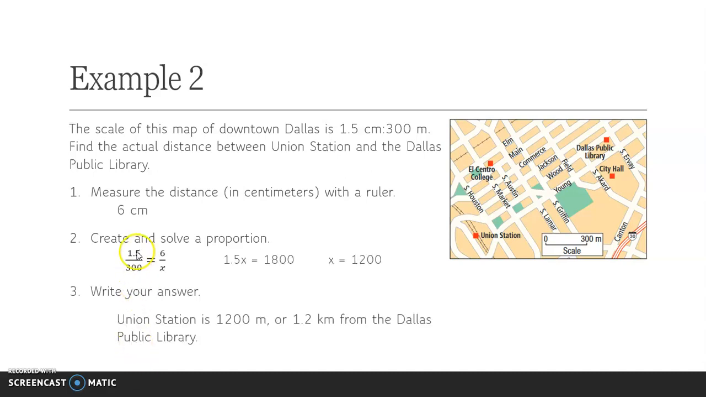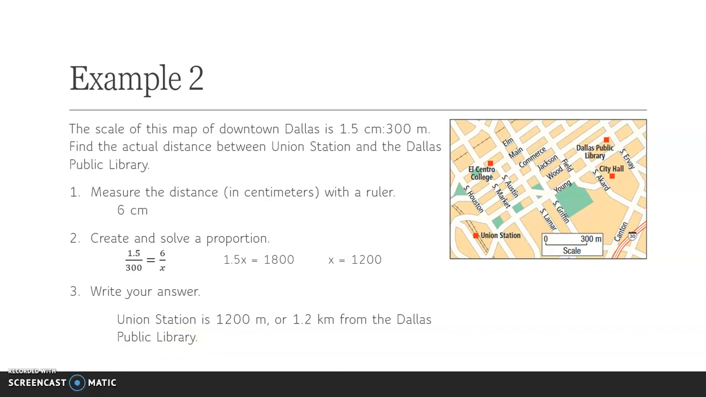So in my proportion, I took my scale factor and wrote it as a fraction, and it's going to equal, now notice this was centimeters over meters, so it equals 6 centimeters over x meters. Okay, so I just did a cross product. 1.5 times x equals 300 times 6. Okay, and I got this. And then I divided by 1.5. So x is 1,200. Now this is in meters because this 300 was in meters. So the corresponding parts are going to have the same units. So Union Station is 1,200 meters, or 1.2 kilometers from the Dallas Public Library.